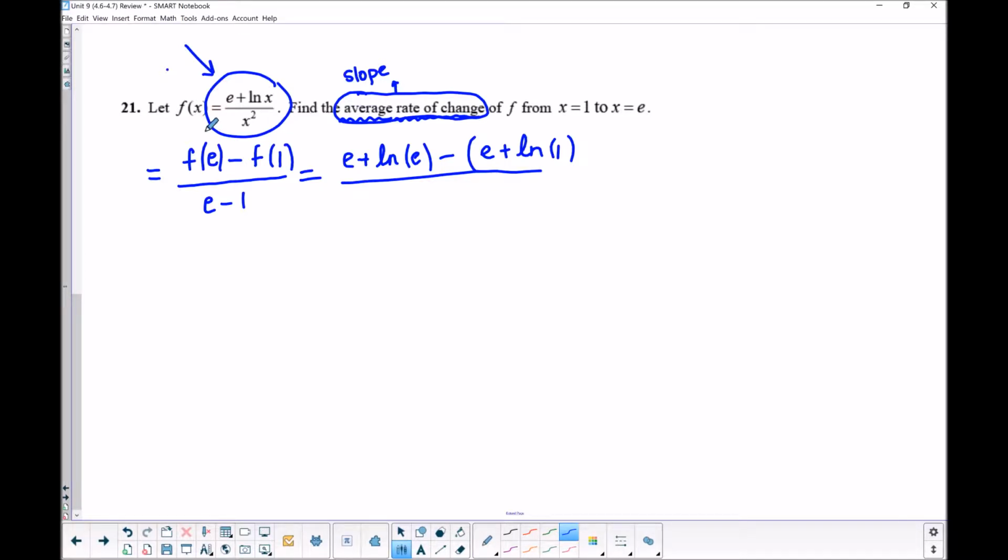This part here is still correct. When we plugged e in for this x expression, shouldn't we have had that? And then I subtract, let's plug 1 in for all of these x's, then I would get that, and this is still all over e minus 1. Is everybody following that?